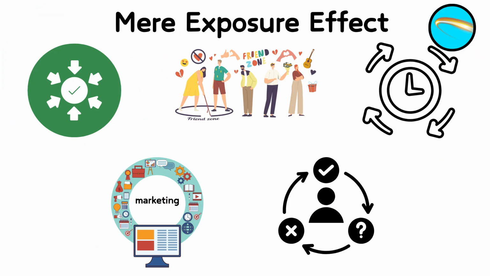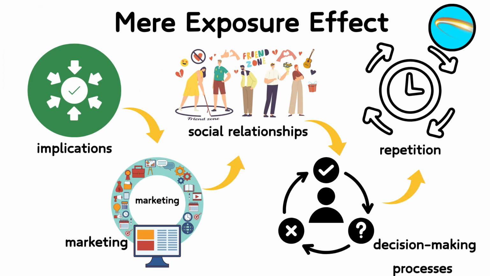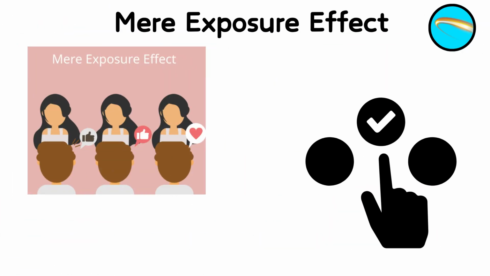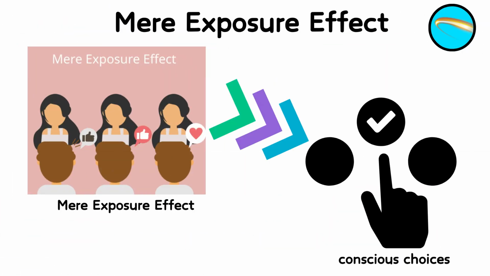The mere exposure effect has profound implications in marketing, social relationships, and decision-making processes. It highlights the power of repetition in shaping our preferences and suggests that sometimes our likes and dislikes may be less about intrinsic qualities of things and more about simple familiarity. Understanding this effect can help us make more conscious choices about what we choose to surround ourselves with daily.